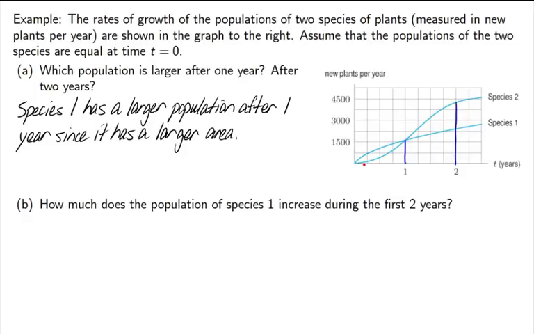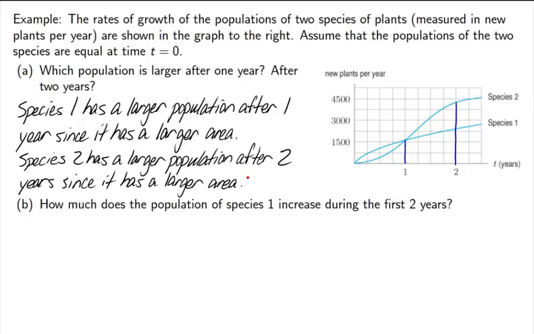But then you've got this little common region, and you don't really have to pay much attention to this common region as far as making your comparisons. But what you can see is this region is definitely larger than this region. So the number of plants that species 1 gained over species 2 in the first year was much outweighed by the number of plants that species 2 gained on species 1 during the second year. Species 2 has a larger population after 2 years since it has a larger area.